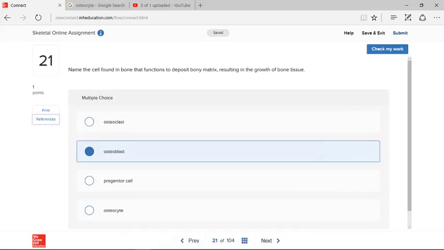We left off on this question. Name the cell in a bone that functions to deposit bony matrix. That is the osteoblast. Why? Because it grows, right? The osteoblast is in that growth.